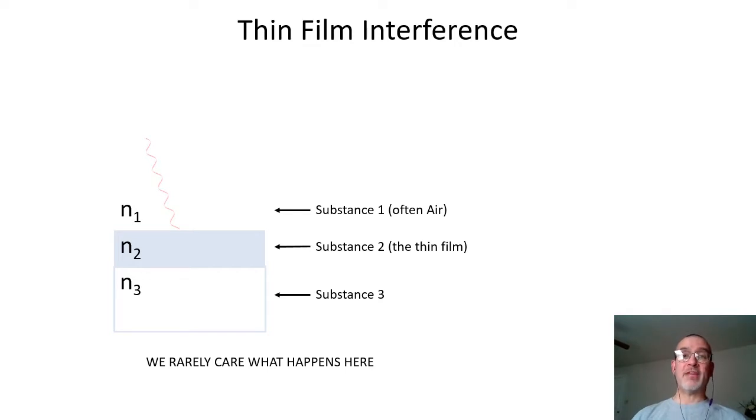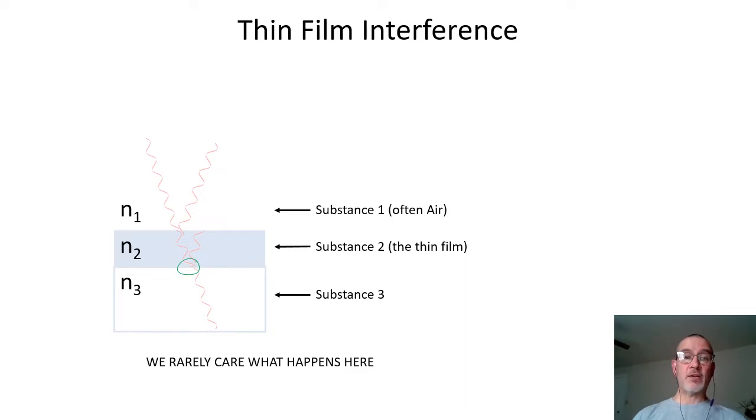Now what happens is we have an incoming ray of light. That ray of light has a certain wavelength, and it's going to come down and hit the surface between N1 and N2. Some of that light is going to be transmitted, and some of that light is going to be reflected. So every time you have a change in medium, some of the light will be transmitted and some of the light will be reflected. Now, we also have the light hitting from N2 to N3, and the same thing is going to happen here. Some is going to be transmitted and some is going to be reflected.